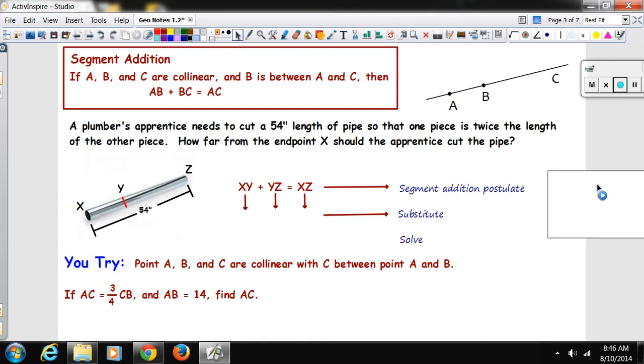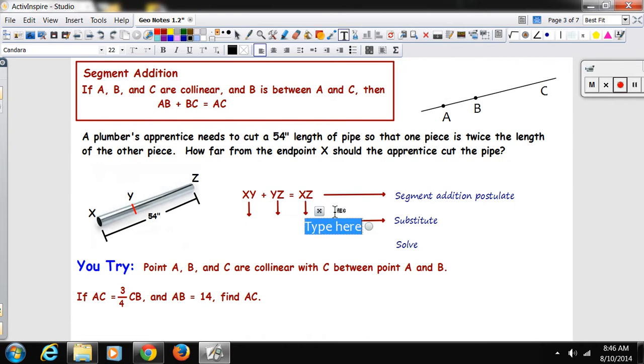If we use the segment addition postulate right here, substitution would mean that XY plus YZ equals XZ. Well, what we know right now is that XZ is 54. We don't know what the other ones are, but if we want to figure them out, we need to set one equal to x, and we know the other one is twice as long, so x plus 2x.